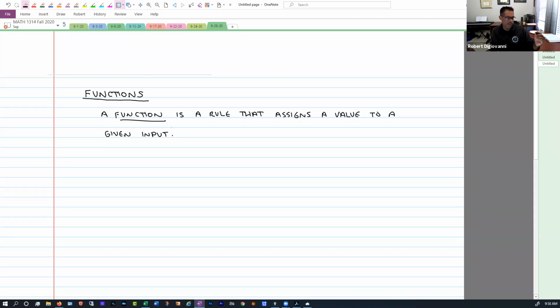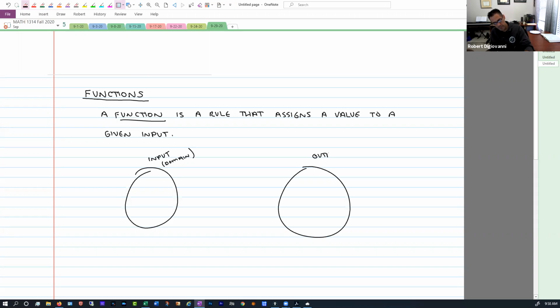All right, so I'm going to just draw a picture. You've probably seen this before. What we have here is what we call our inputs, also known as the domain of the function, but we're not going to get too concerned with that. And then we have the outputs, which is also called the range of the function.